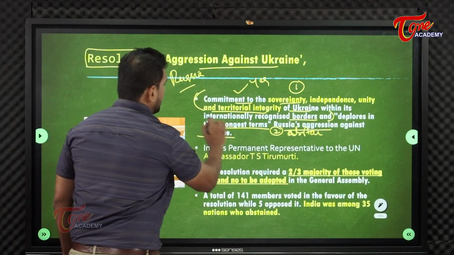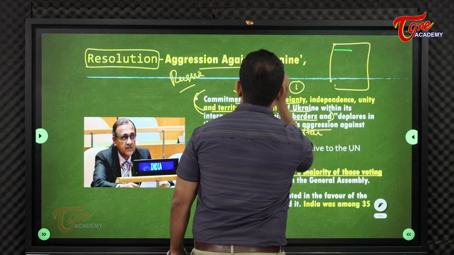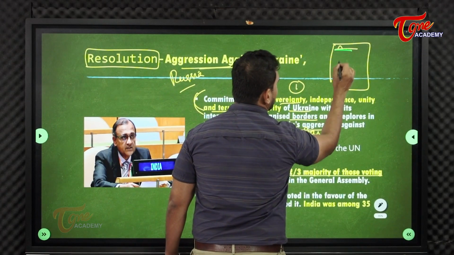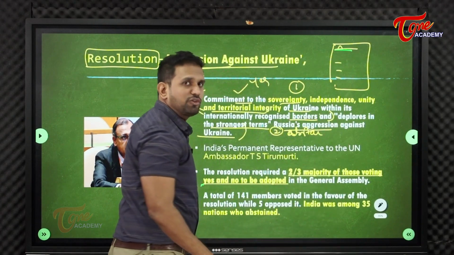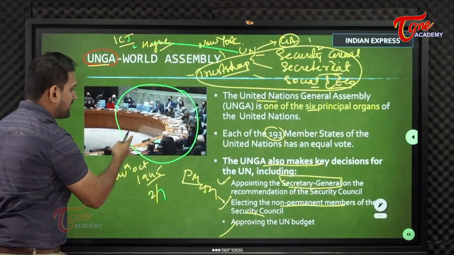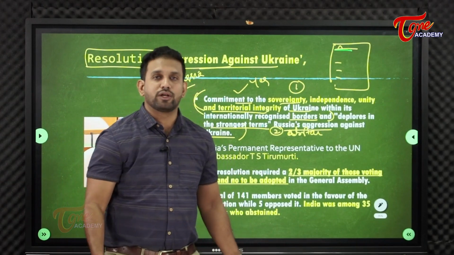So this resolution is written on an A4 size paper. This is the title, Aggression Against Ukraine, and these points are written. And it was placed in the General Assembly. So then it was put to vote. Okay.